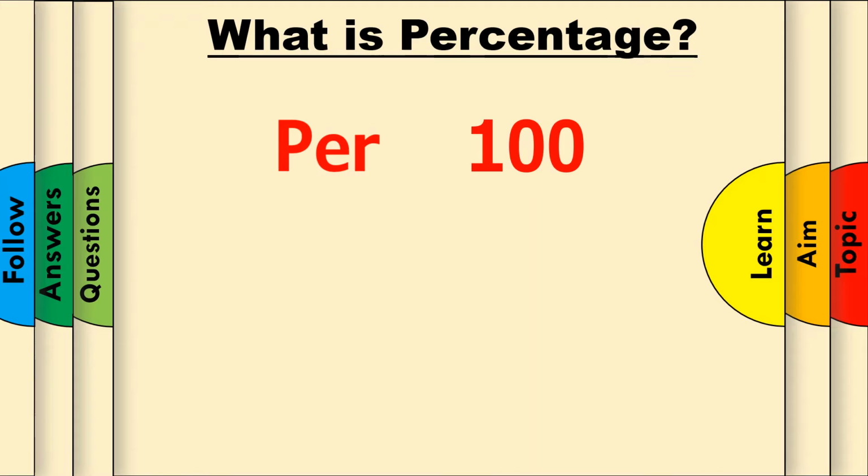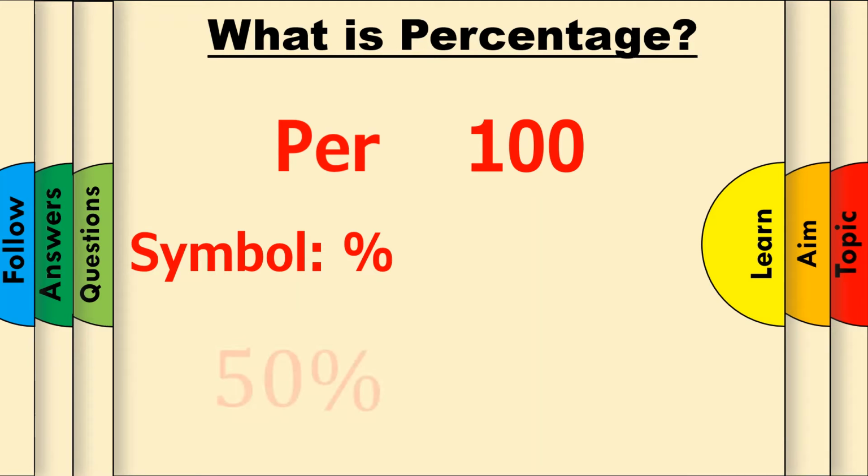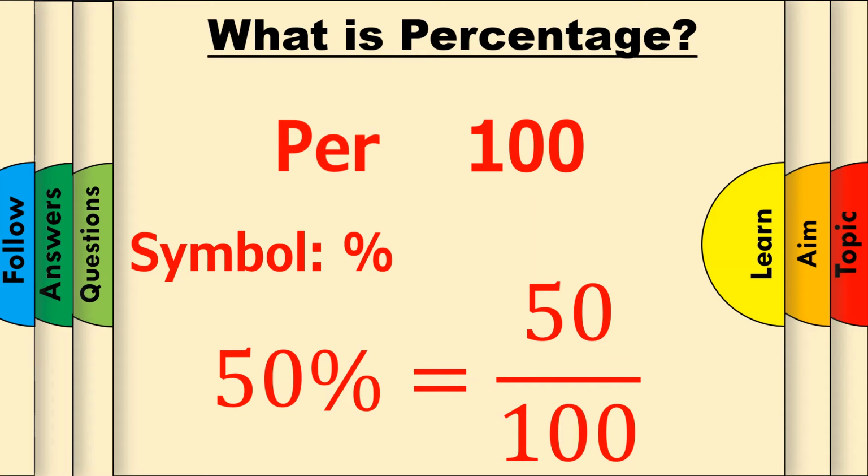Obviously, writing out of 100 every time would be a bore, so we use a symbol to represent this, called the percentage symbol, shown on screen. To make a bit more sense out of this, let's have 50%. 50% is just 50 over 100.